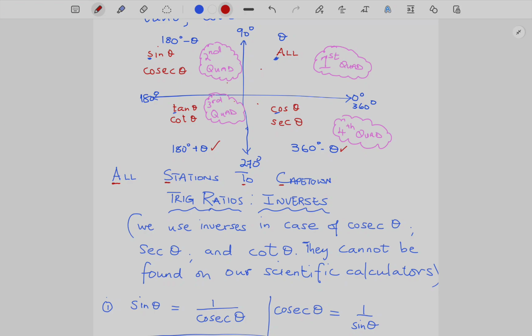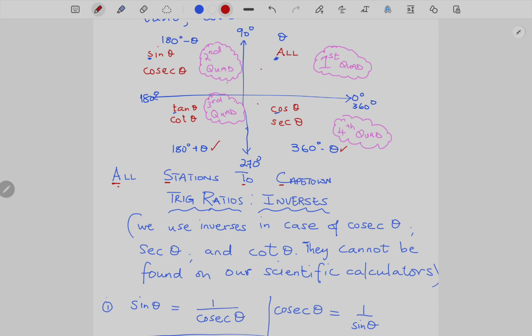For us not to forget about these quadrants, we must say the first quadrant is represented by All, so that's A. Then the second quadrant is where sine theta is positive, so we call it Stations. And then the third quadrant is where tan theta is positive, so we call it To. And then the last one, the fourth quadrant, is where cos is positive. So we say All Stations To Cape Town, so that you do not forget.